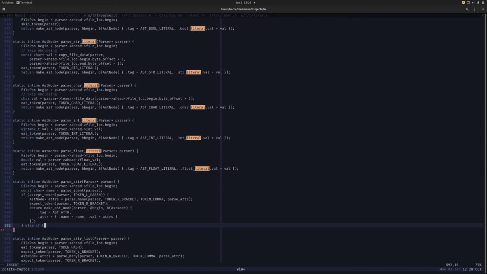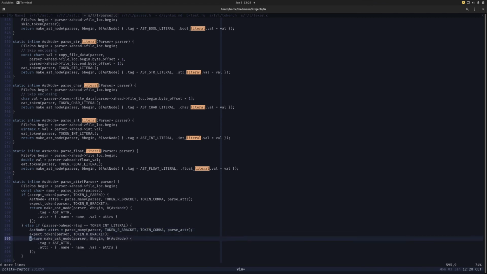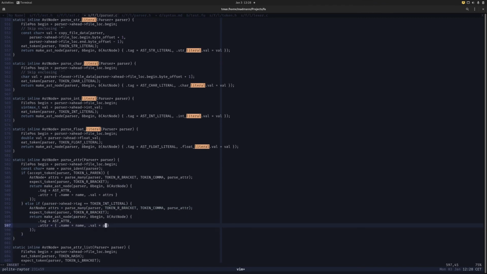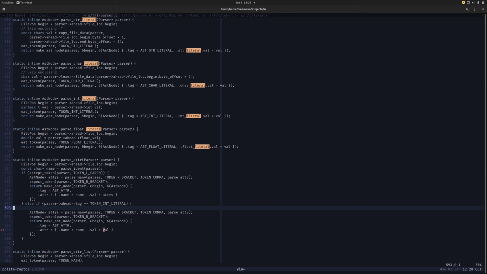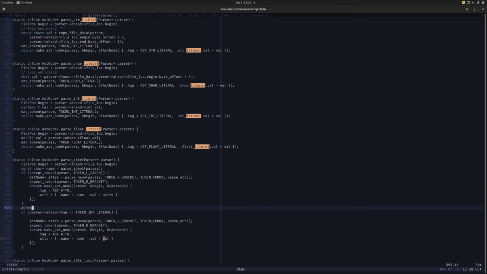I need to do the same, but in the case where we have a literal. So if parser ahead arrow tag equals token int literal. Now I need to produce another node, but this time having an integer literal, so I'm going to do the val is equal to parse int literal parser, no, val. Actually, I'm going to make this way simpler. I'm going to do st_node val is equal to null.